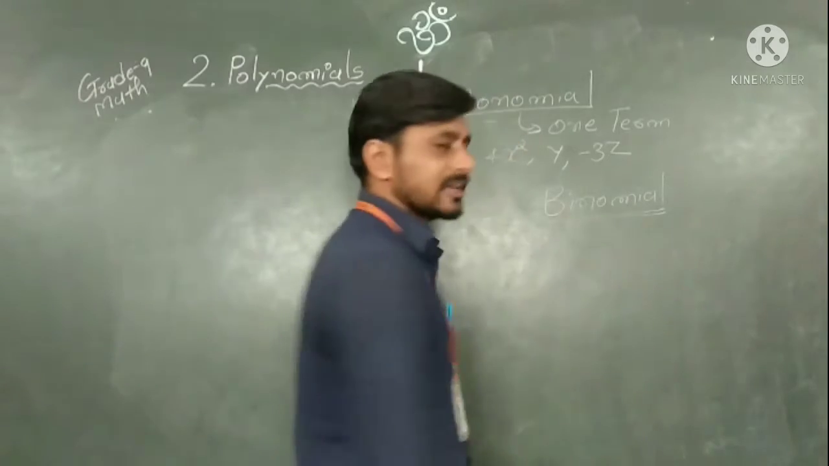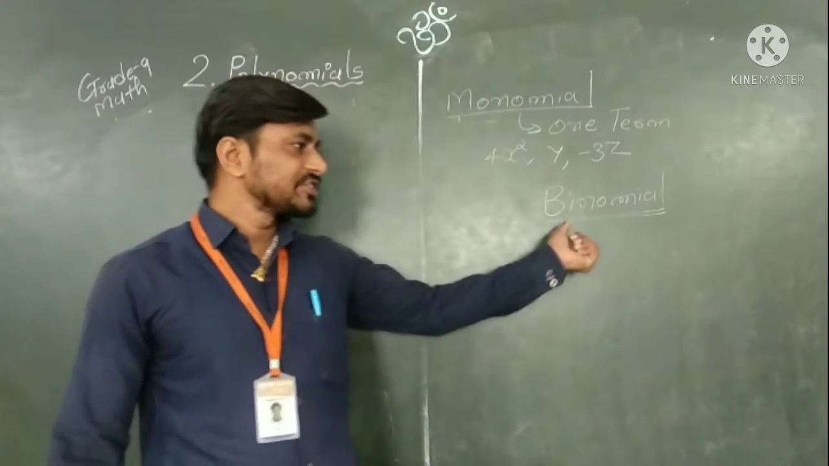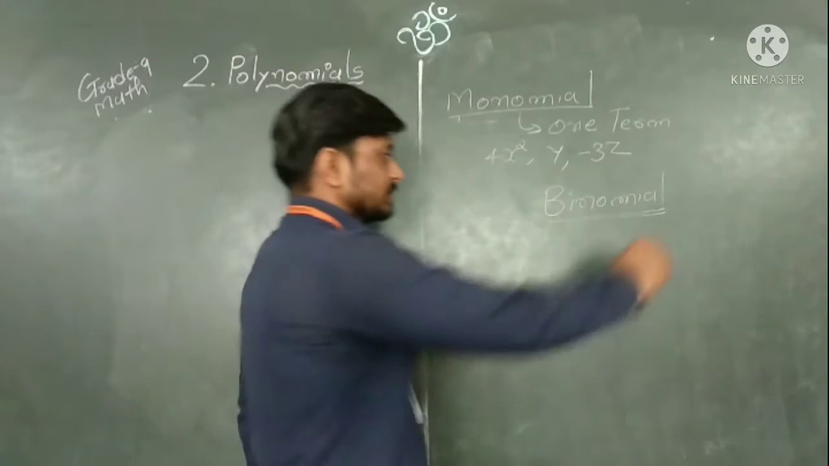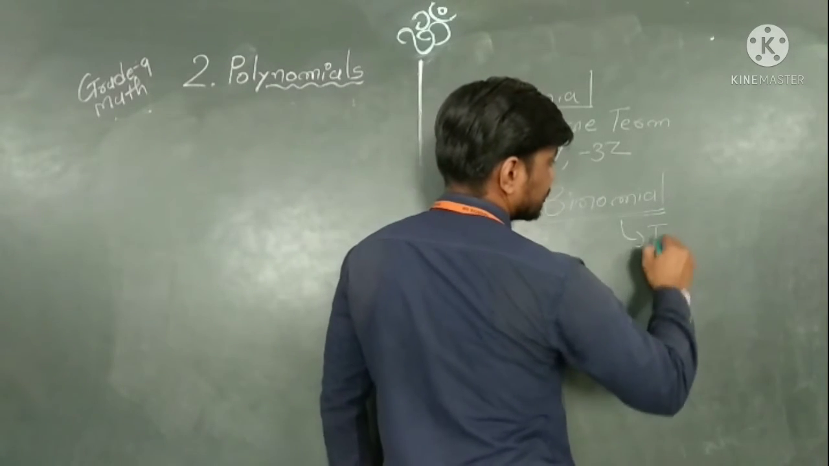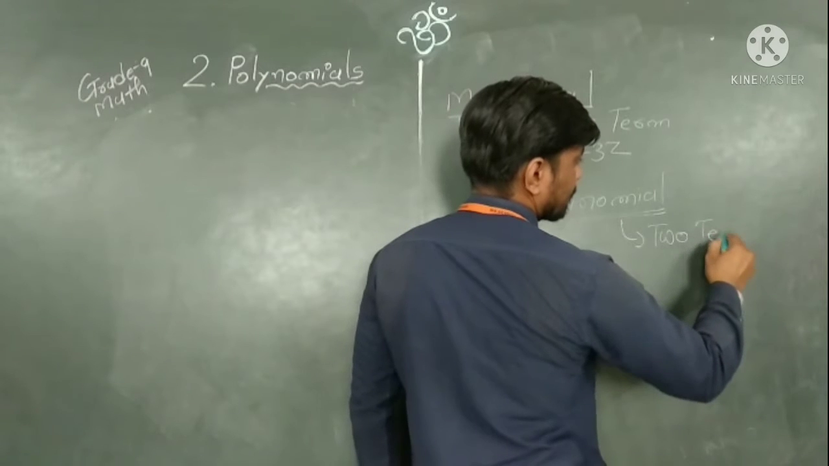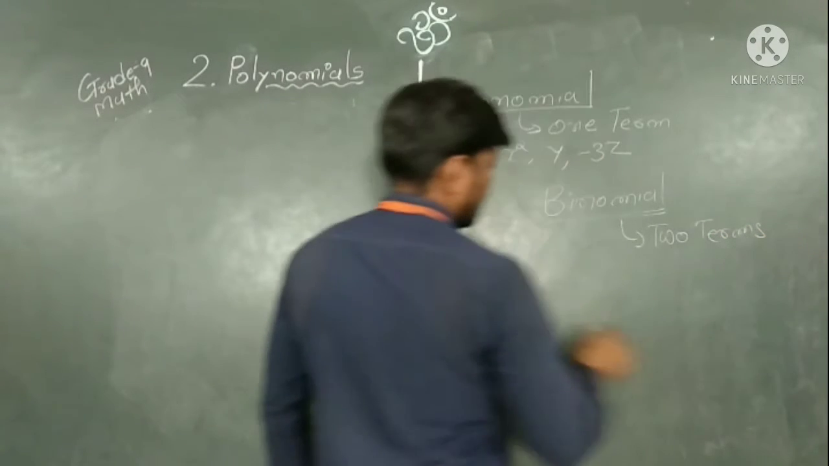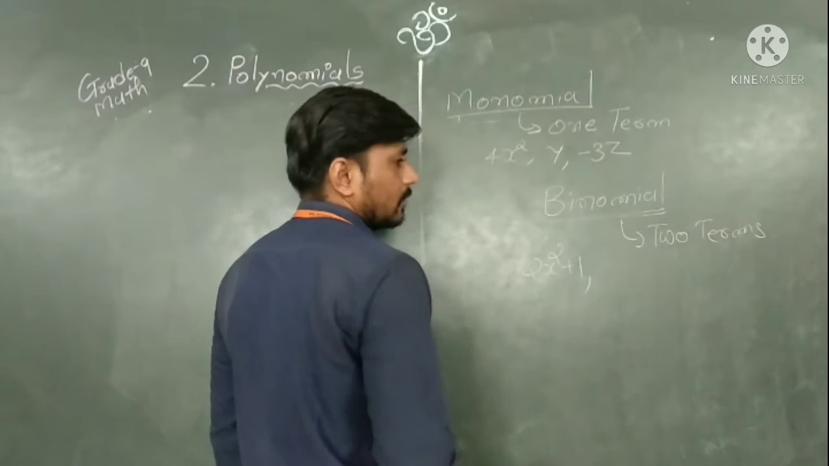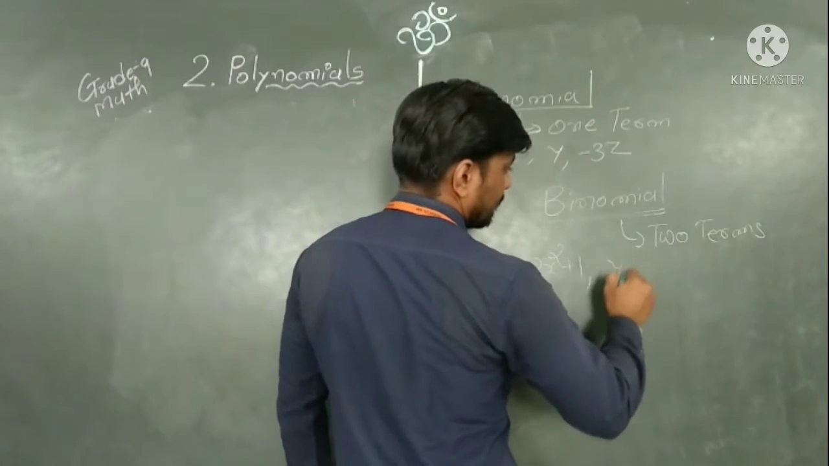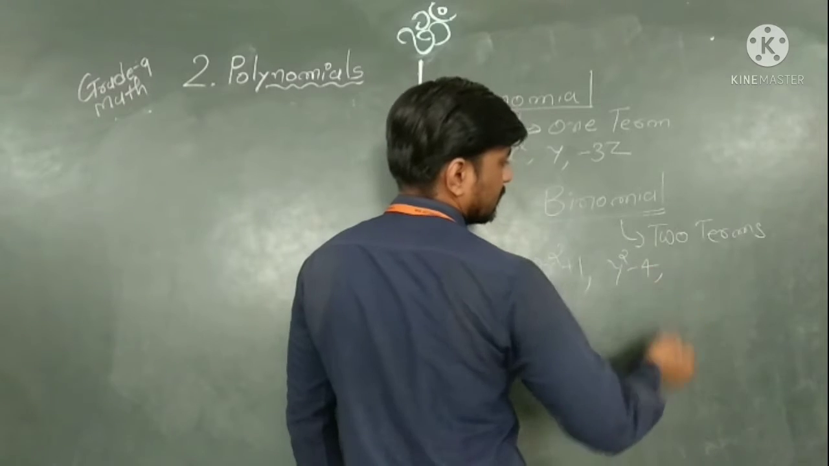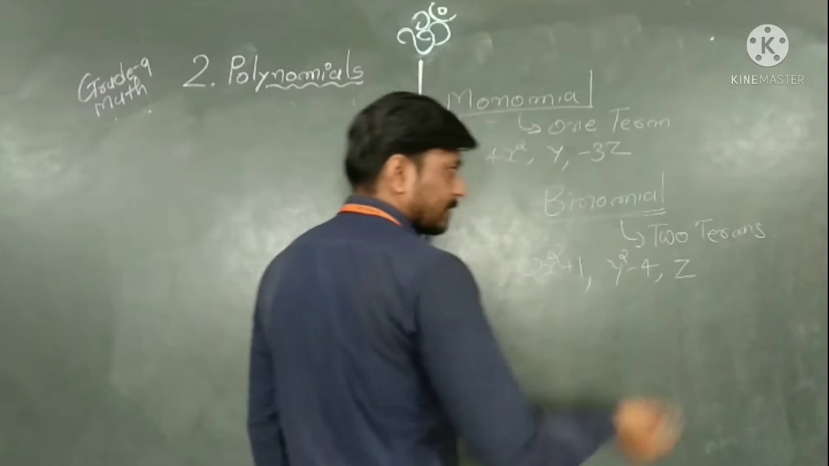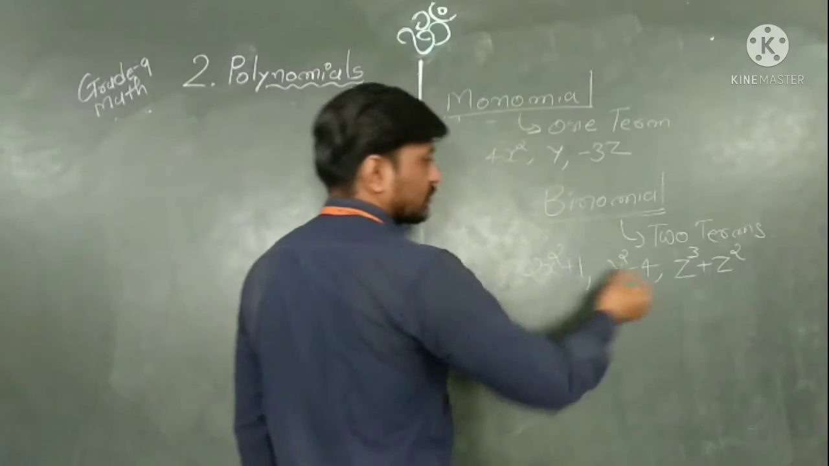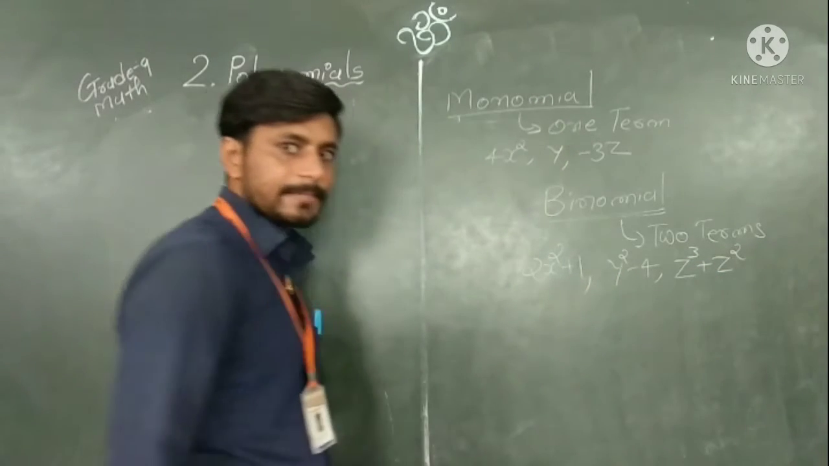An algebraic expression which consists of two terms is said to be a binomial. Suppose this consists of two terms. Example: 2x square plus 1. Then y square minus 4. Or you can use another variable also, z cube plus z square. These are all examples of a binomial.